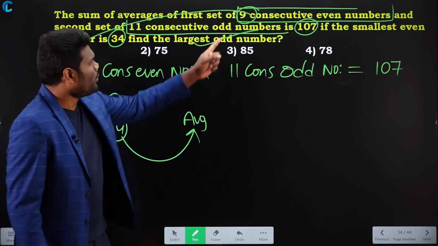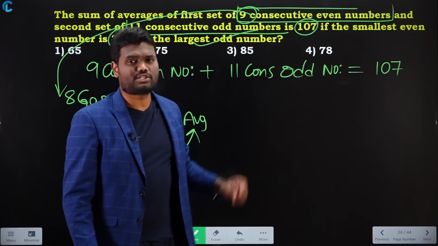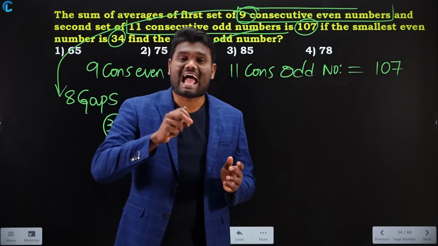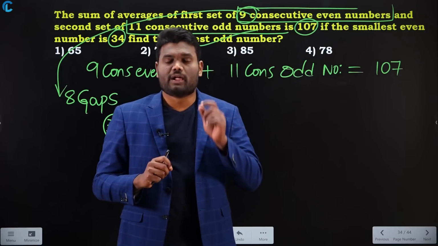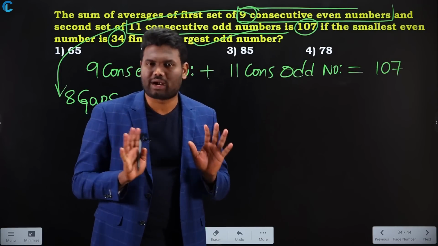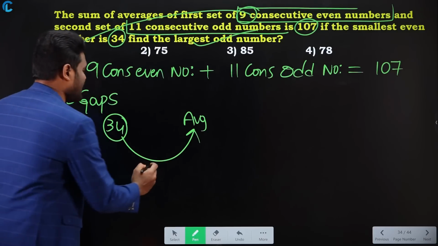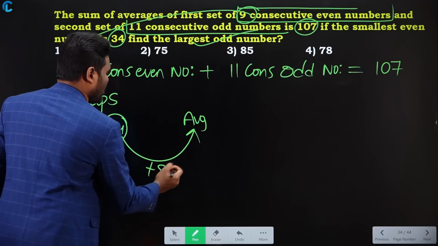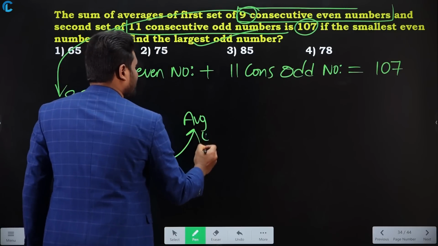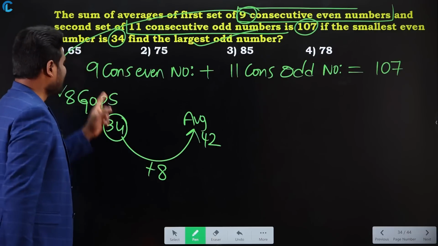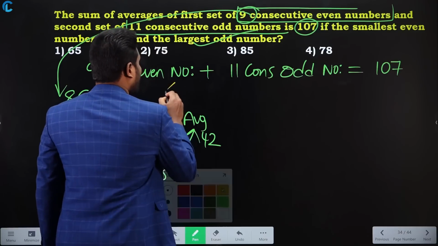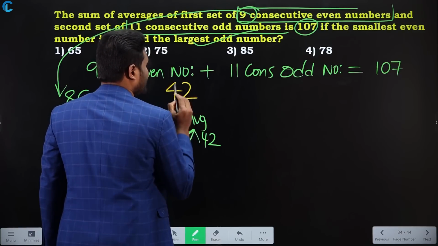I already told you, whenever you have consecutive even numbers or consecutive odd numbers, if you need to find the highest number, then add the number of gaps value. If you need to find the smallest number, subtract the number of gaps value. That is what I have told. As you have 8 gaps, directly add 8. Why? Because it's even numbers. So 34 plus 8, it is nothing but 42. Which means 9 consecutive even numbers average is nothing but how much? 9 consecutive even numbers average is 42.